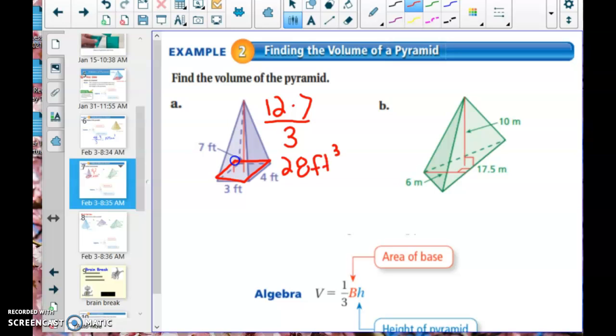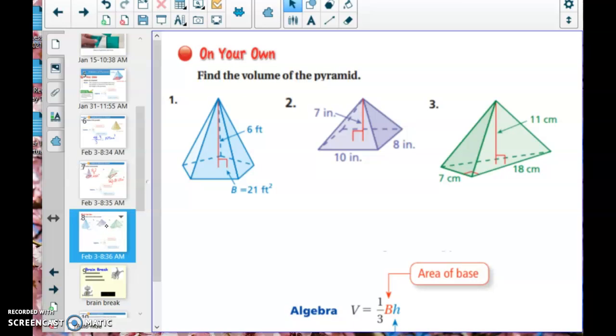All right, next one's a little bit tricky to look at, but it's actually a triangular pyramid. So that means here is my base triangle. To find the area of that base triangle, I would have to do 17.5 times 6 divided by 2. So the area of that base is 52.5, times it by the height here of this structure, which is 10. But then, of course, I'm going to divide it by 3 because it is a pyramid shape. So that gives me a volume of 175 meters cubed.